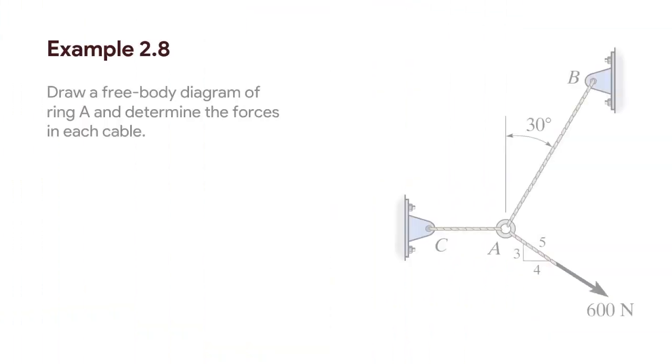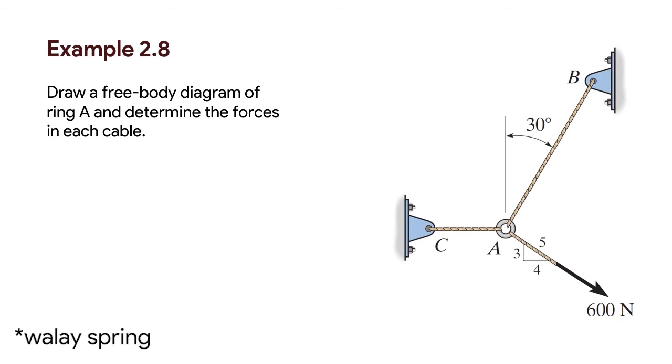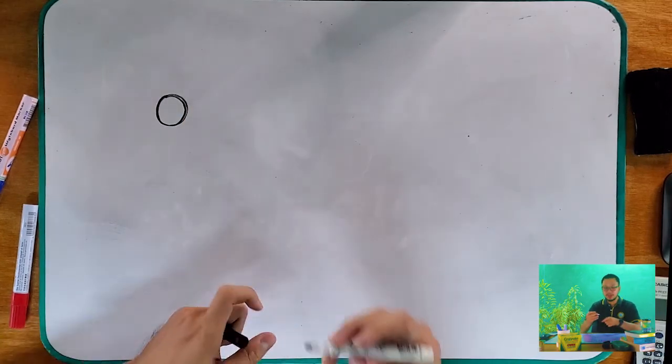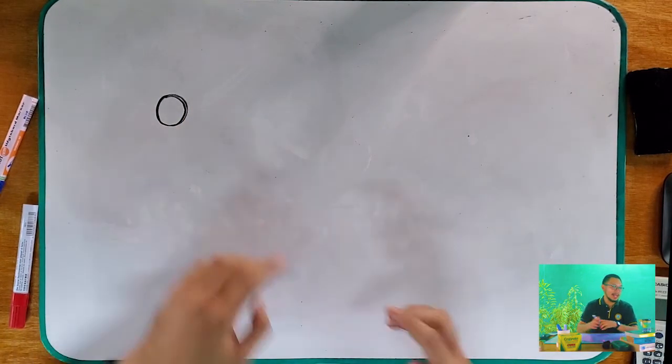I have here a ring that is subjected to a spring, to a cable, and to a force of 600 newtons. And the question in this problem is to determine the forces that are subjected to your A. Okay? So, let us do it. I will draw the ring. So, you have this ring A.